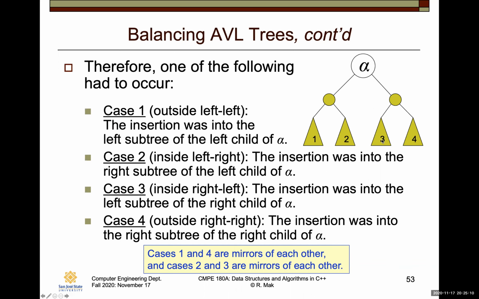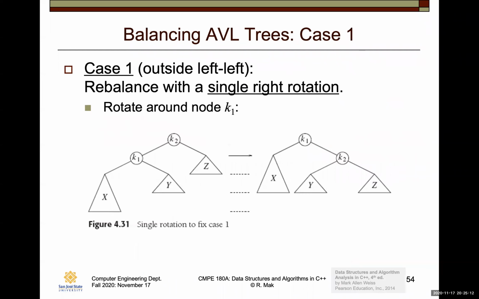All right, so let us take a look at how we rebalance. Let's see, who became unbalanced? Well, it looks like K2 became unbalanced, right? Because its left subtree is this height, and the right subtree is this height, and they differ by more than 1. So we have to rebalance.